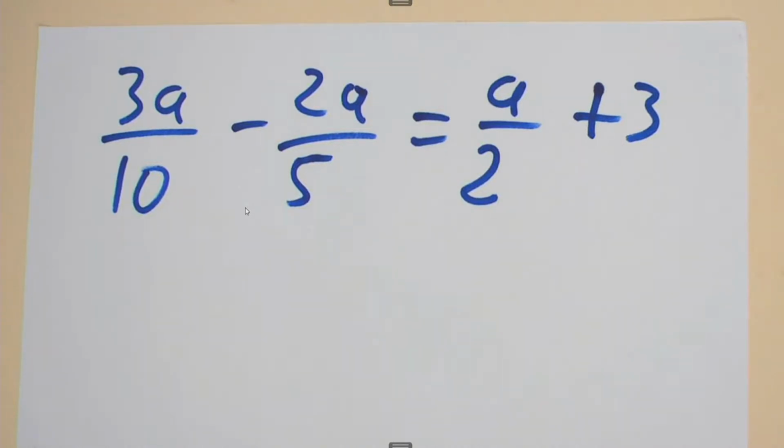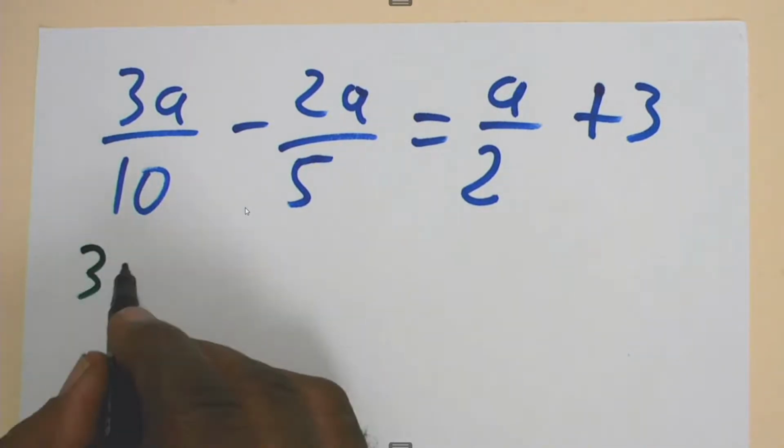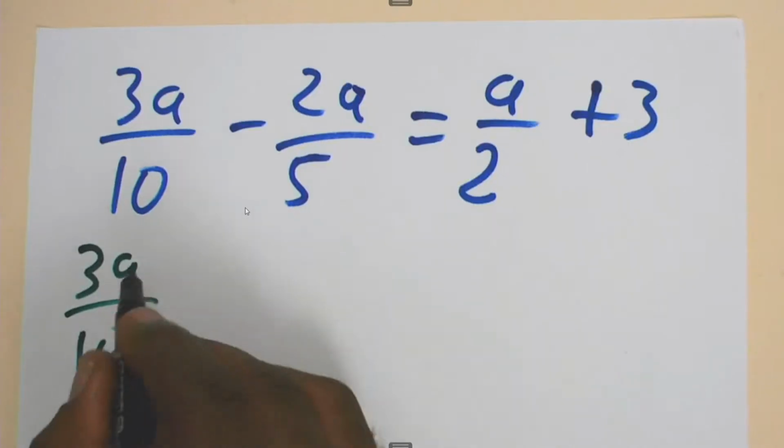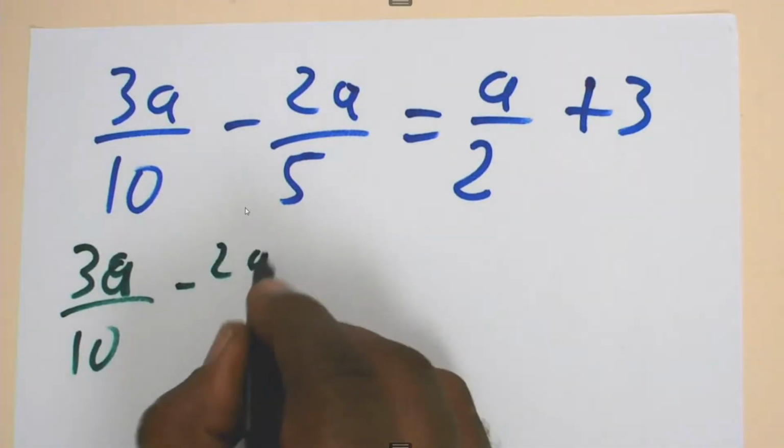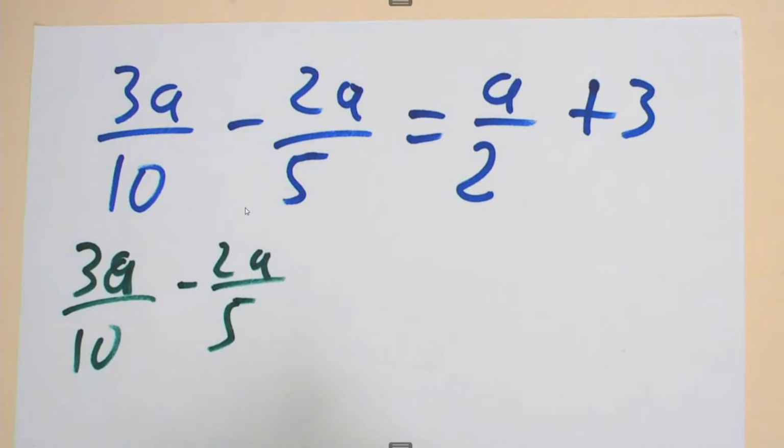Step number 1. What is important in mathematics is the step-by-step process. Build a house: draw a plan, foundation, the walls, the windows, the roof. It's step by step. Number 1, you want all variables on the left-hand side. And remember, how do we do that? 3a over 10 minus 2a divided by 5.